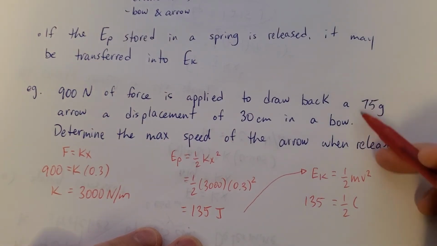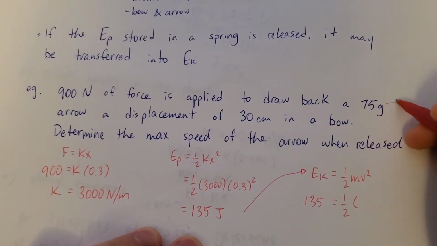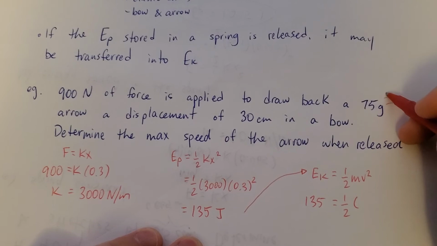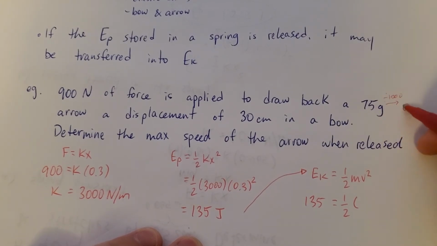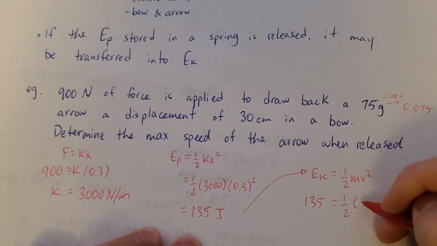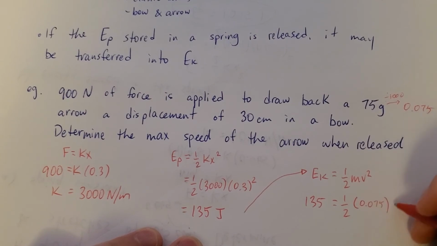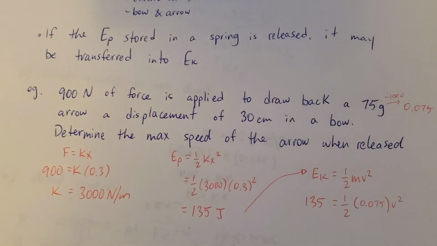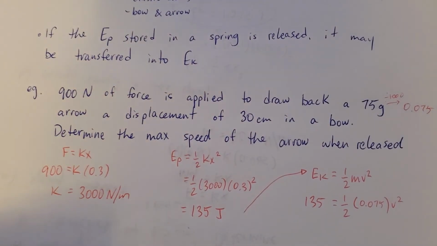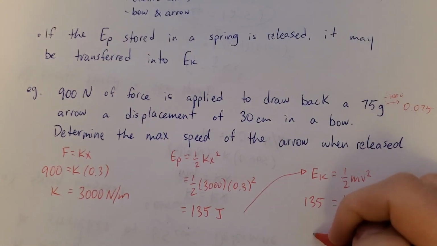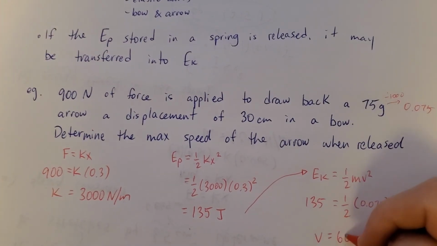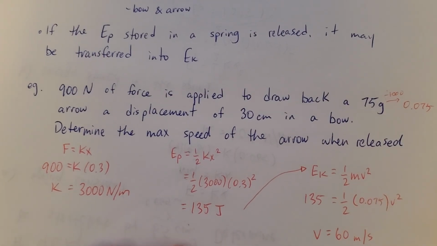So for mass, we use the mass of the arrow. Just check it out, it's in grams. We don't want that. We want to divide that by 1,000 to get kilograms. Now this is set up. This is going to tell us our answer here. So I'll just shuffle things around. Don't forget to take the square root at the end. I get a nice number here. I get 60 meters per second. Looks great.